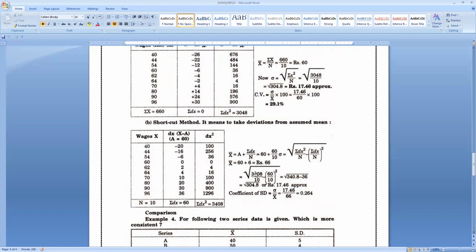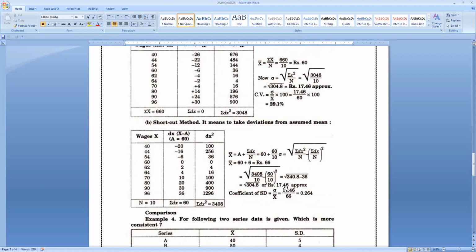After dividing 3408 by 10, we get 340.8. 60 by 10 becomes 6. 6 square is nothing but 36. Then finding the difference, 340.8 minus 36, and after removing the square root, we get the ultimate answer, that is 17.46. This is the calculation of standard deviation under absolute measure.